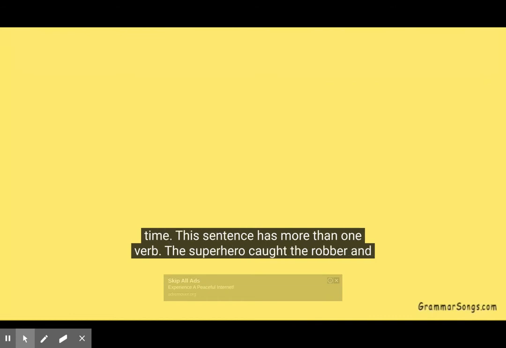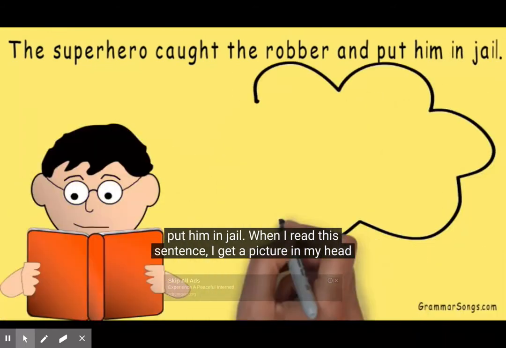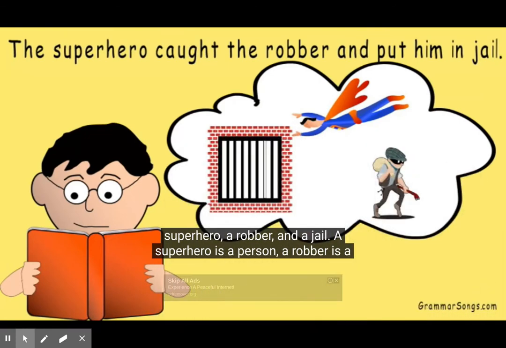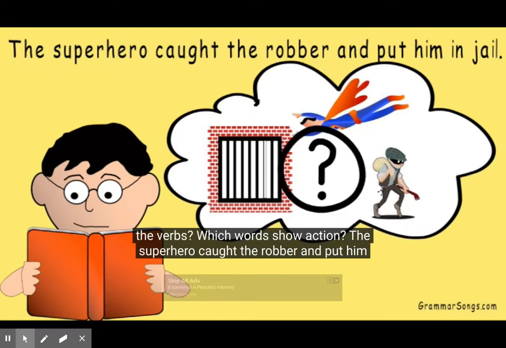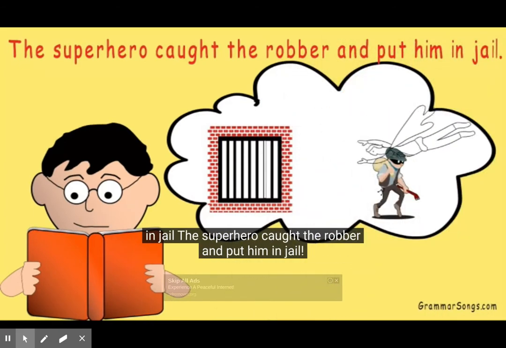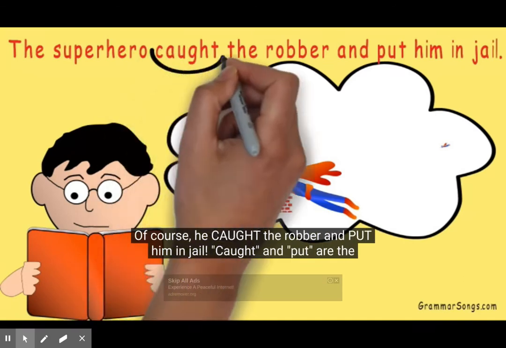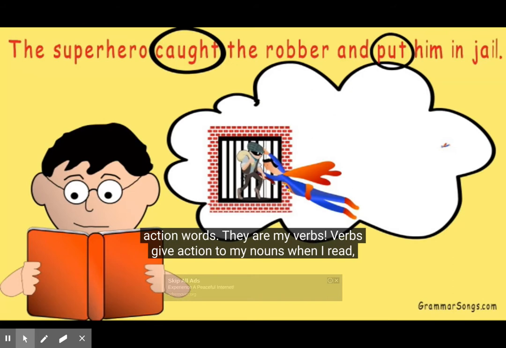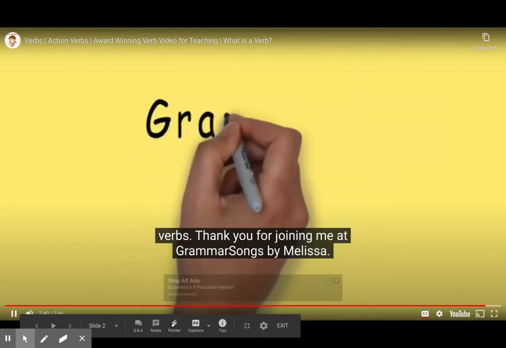Let's practice one more time. This sentence has more than one verb. The superhero caught the robber and put him in jail. When I read this sentence, I get a picture in my head. A superhero, a robber, and a jail. A superhero is a person, a robber is a person, and a jail is a place. So they are the nouns in my sentence. So where are the verbs? Which words show action? The superhero caught the robber and put him in jail. Of course, he caught the robber and put him in jail. Caught and put are the action words. They are my verbs. Verbs give action to my nouns when I read, speak, or write. Hooray! You get an A+ on physical action verbs.